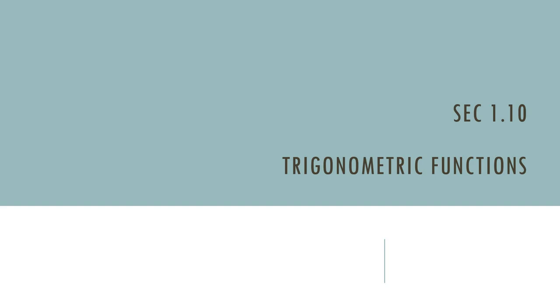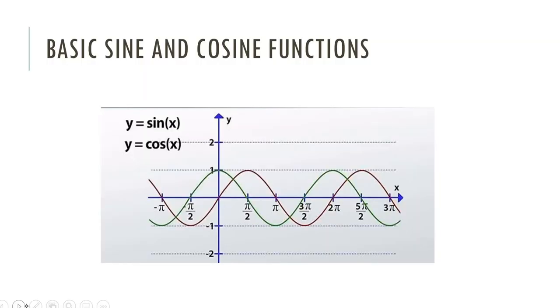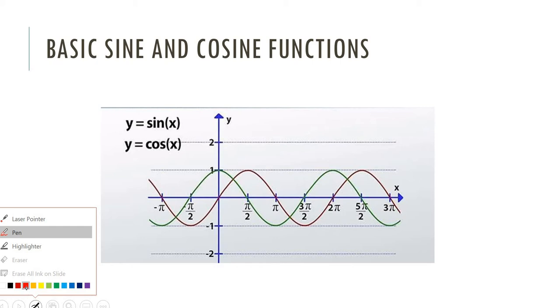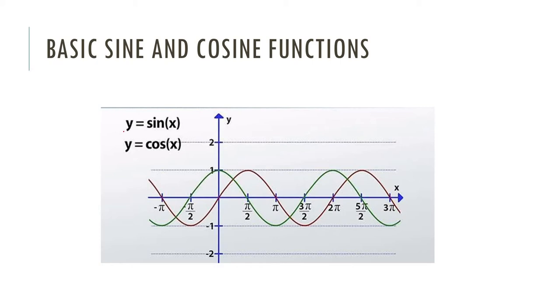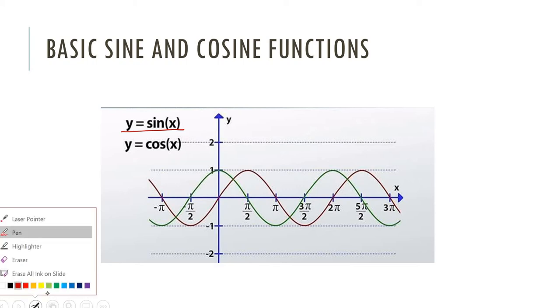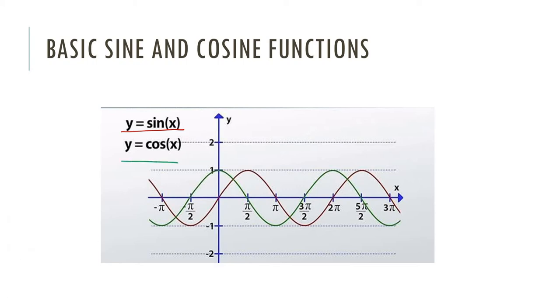Section 1.10 is our trigonometric functions. So basic sine and cosine functions, we have looked at these before. In this case, sine is in red and cosine is in green. Let's look at sine first, the function that's printed in red. We have a period length from 0 to 2 pi, and within that period we complete one cycle of the function, and then the function begins to repeat as it goes on. So the period length for both of these functions is 2 pi.